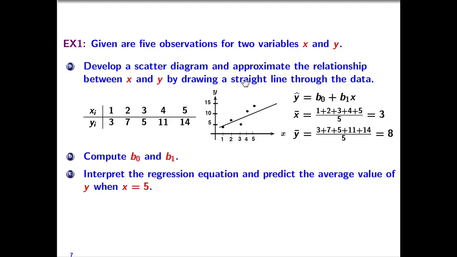Now, let's see an example. Given a set of data with n equals 5, we need to do the following. A. Develop a scatter diagram and approximate the relationship between x and y by drawing a straight line through the data. B. Compute b0 and b1. C. Interpret the regression equation and predict the average value of y when x equals 5. And the set of data is as follows.